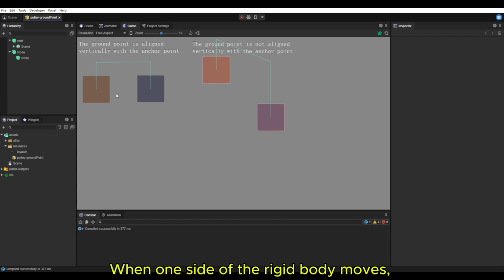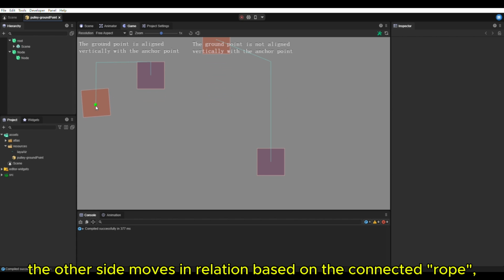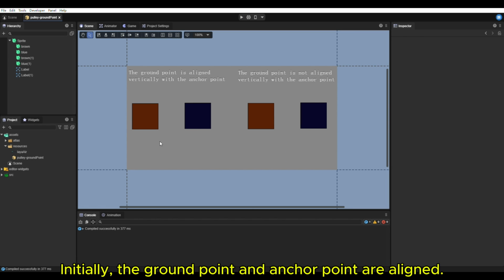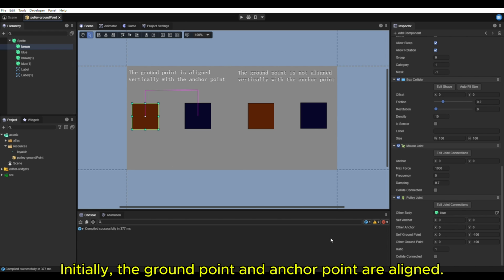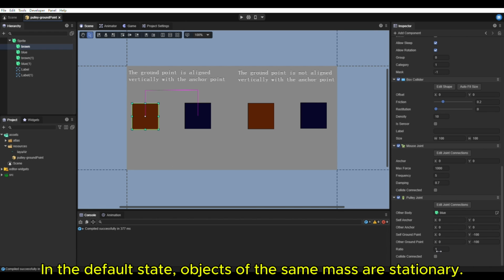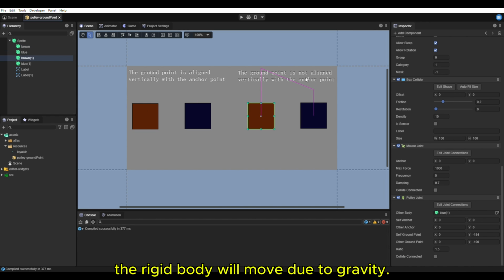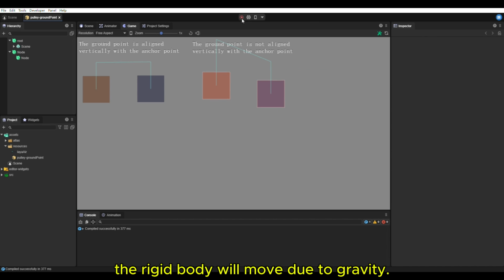When one side of the rigid body moves, the other side moves in relation based on the connected rope, with the movement constraint being the ground point. Initially, the ground point and anchor point are aligned. In the default state, objects of the same mass are stationary. If you adjust the position of the ground point so that it's no longer aligned, the rigid body will move due to gravity.